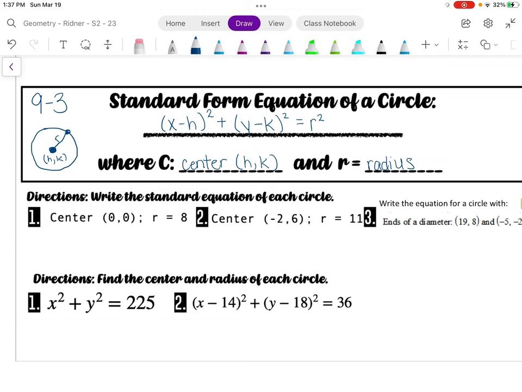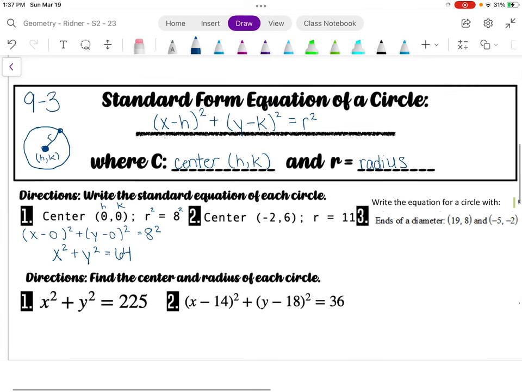So here's what that looks like. Using that formula, we're going to keep x and y, but instead of h and k, we're going to put the numbers there. And then instead of r squared, we're going to put what r is, so 8 squared. Now, x minus 0 is just x, and y minus 0 is just y. And then 8 squared is 64. That's it. Done. Pretty simple.